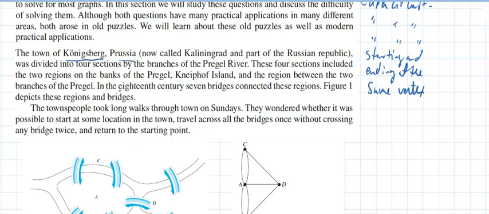So, we will learn about the town of Königsberg, Russia, now called whatever it is in the Russian Republic, which was divided into 4 sections by branches of the Pregel River. These 4 sections include the 2 regions on the banks of the Pregel, an island, and the region between the 2 branches of the Pregel. In the 18th century, 7 bridges connected these regions, as in figure 1, and here it is.